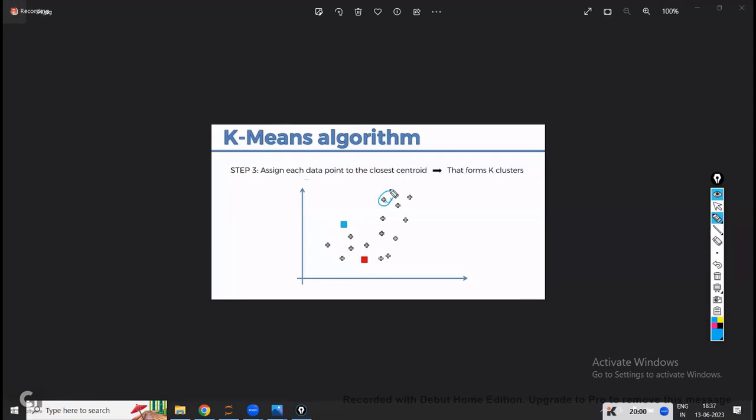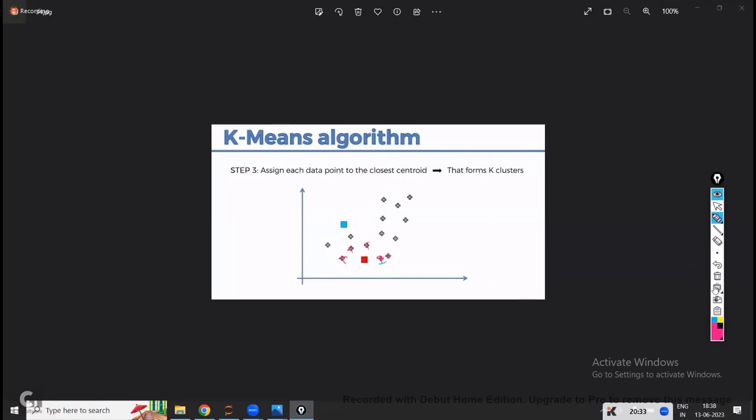This data point, I'm going to calculate the distance to this centroid. At the same time, I'm going to calculate the distance to this centroid. Whichever distance is low, that one I'm going to convert to that color. For example, this data point is close to the red data point or the blue data point? It will be close to the red data point, so convert to red color. Now this data point is close to red or blue? Red. This one, red.